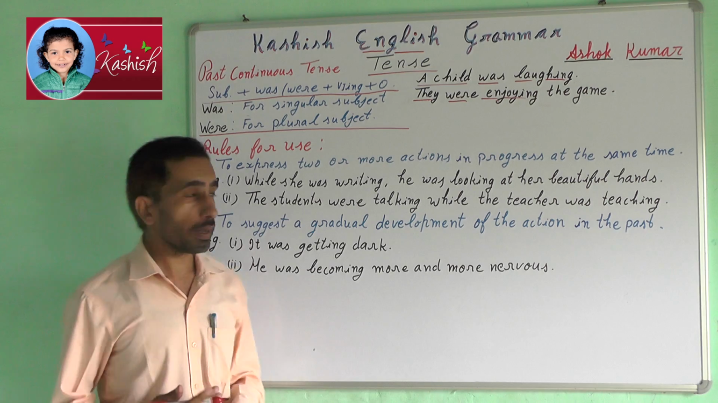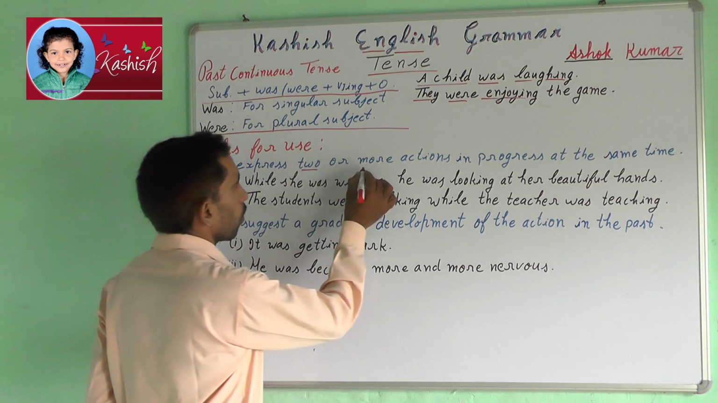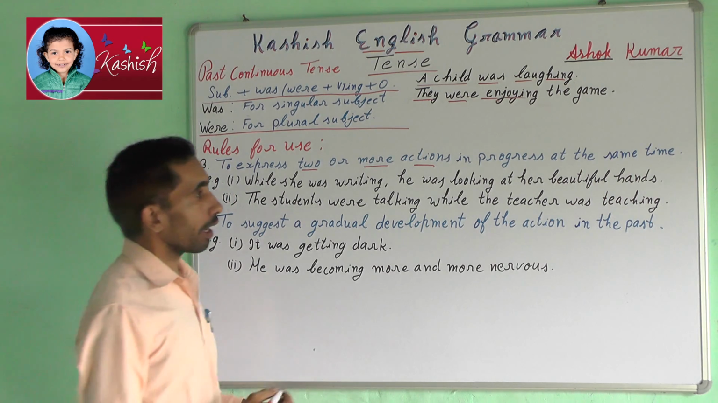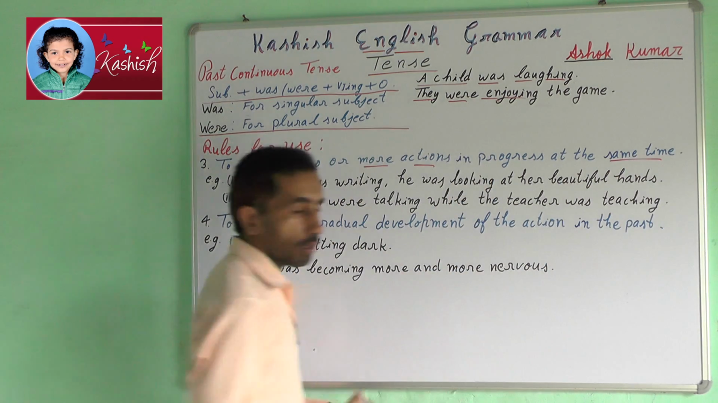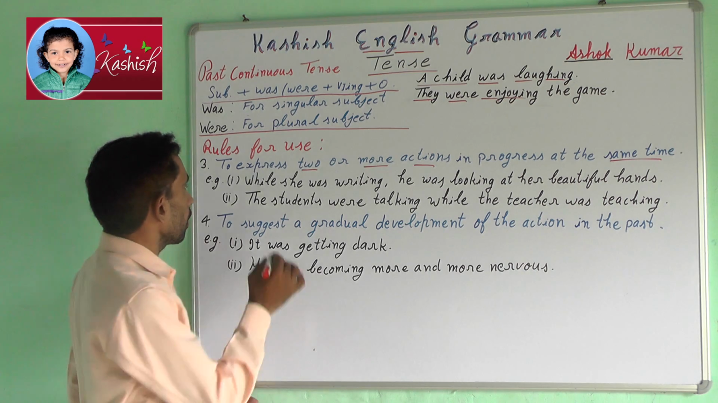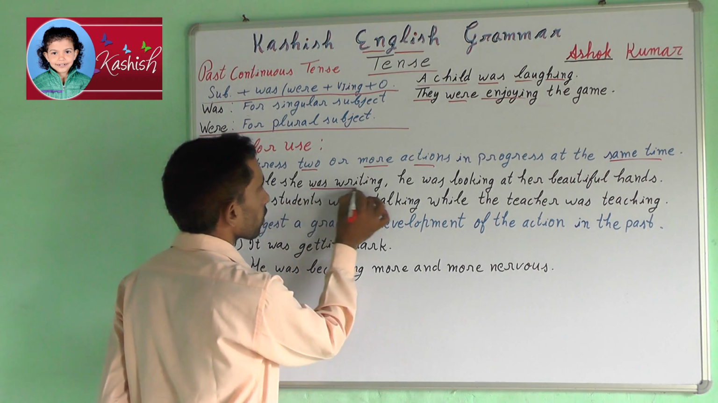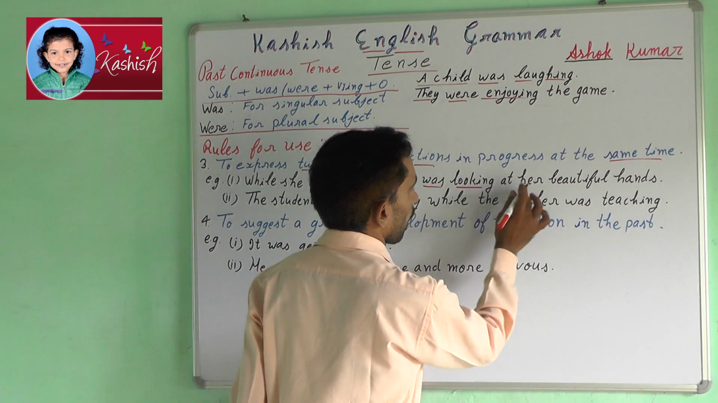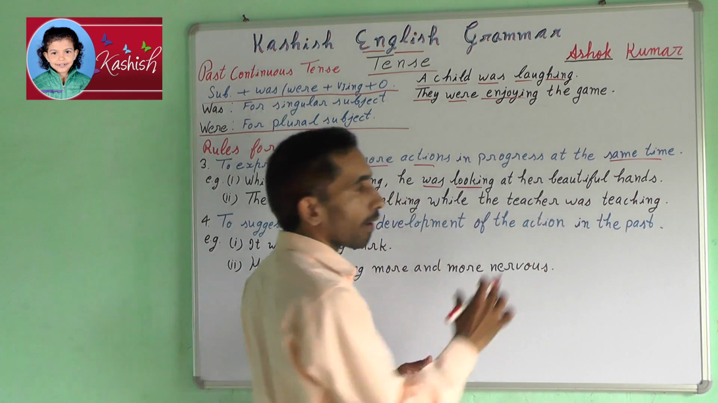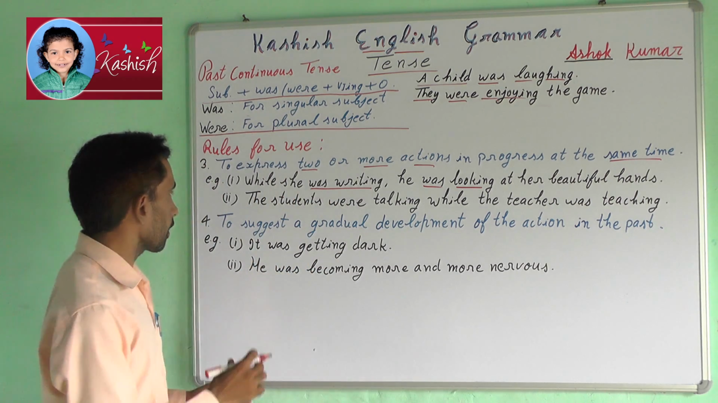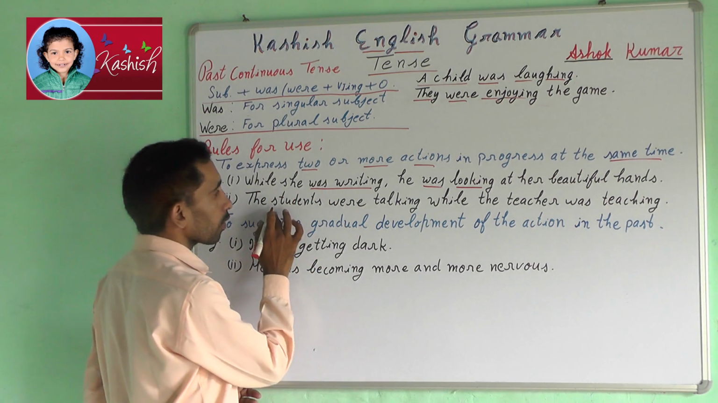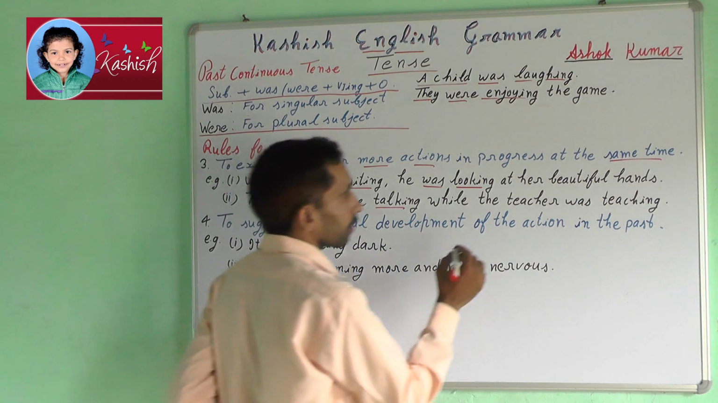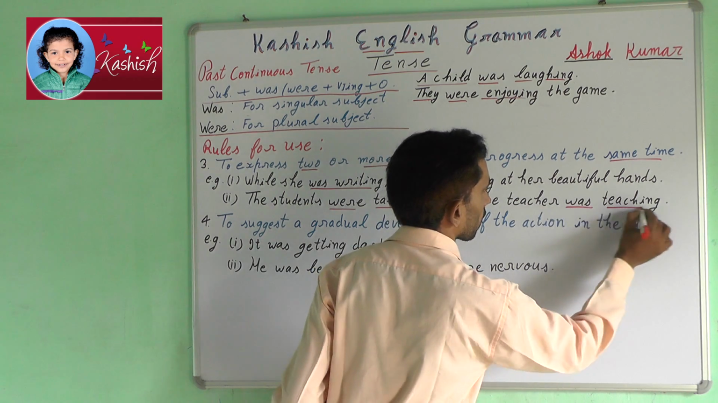Third, to express two or more actions in progress at the same time. For example, while she was writing, he was looking at her beautiful hands. Next, the students were talking while the teacher was teaching.